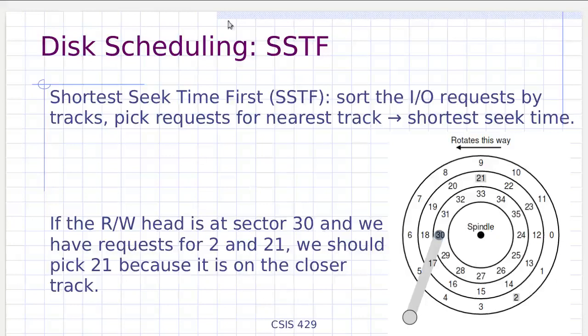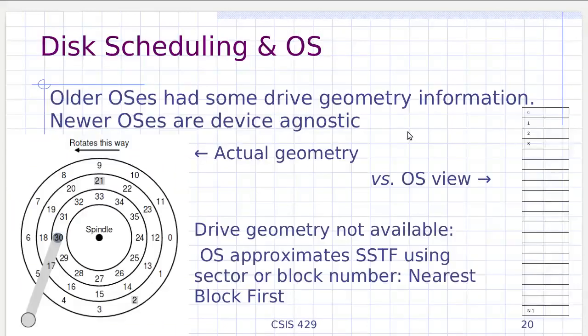Okay, so the bottom line is that if you want to minimize the seek time, the way to do that is just sort the I/O requests by tracks. Pick the nearest track first. Older operating systems had drive geometry information in the kernel itself, but as we said before, newer operating systems tend to be device agnostic. There's just no need to know all of those complicated structures, actual geometries, in the kernel.